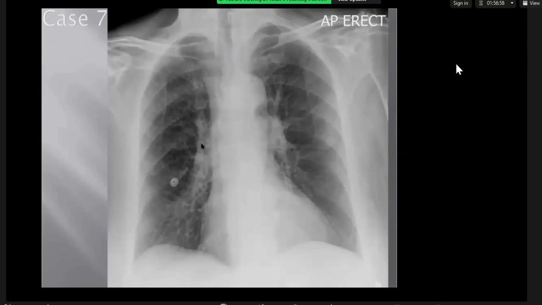So other than increased vascular markings, I'd like to systematically check the film. The right and left heart borders are well defined. Both diaphragmatic copula are well defined.